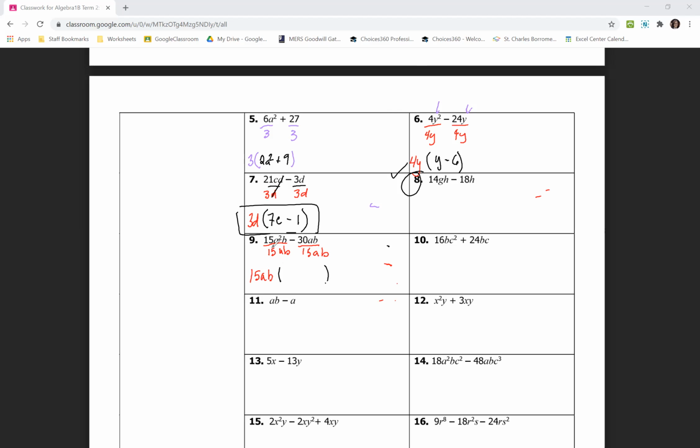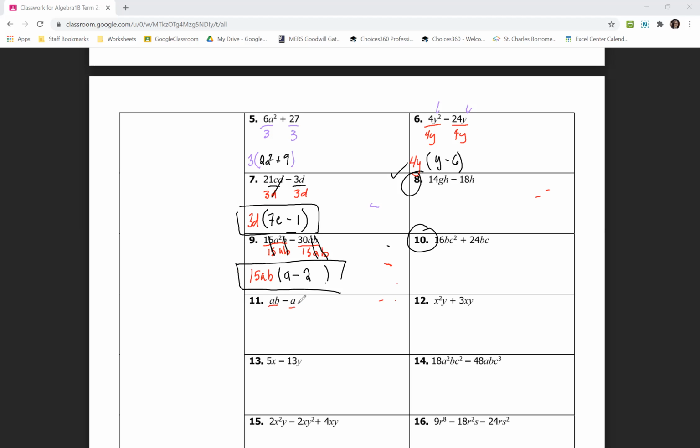Well, 15 divided by 15 is 1. A squared divided by A is A, and B divided by B will go away. Minus 30 divided by 15 is 2. A divided by A is 1. B divided by B is 1. So I'm just left with A minus 2 inside of there. So this is my factored form. Okay, I'm going to leave number 10 for you. Let's look at number 11.